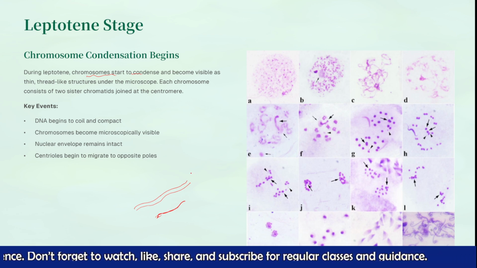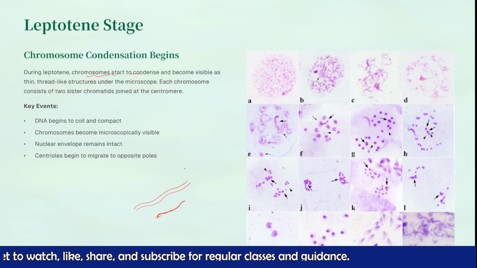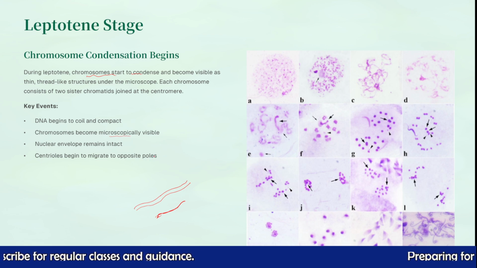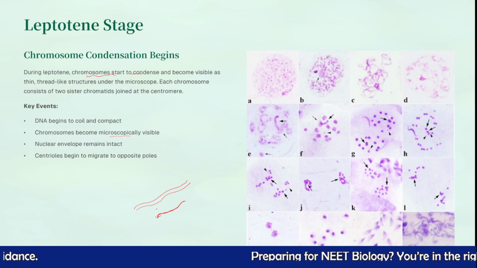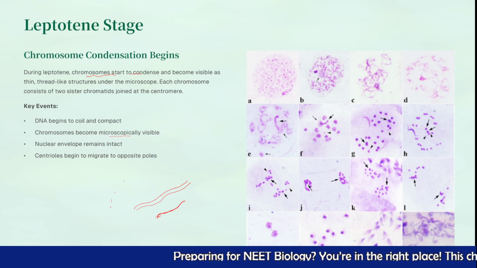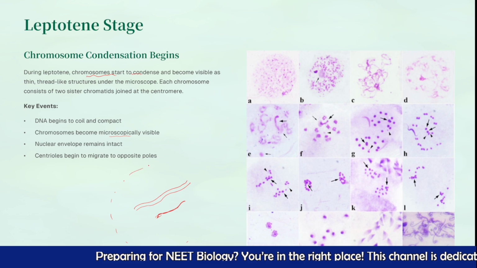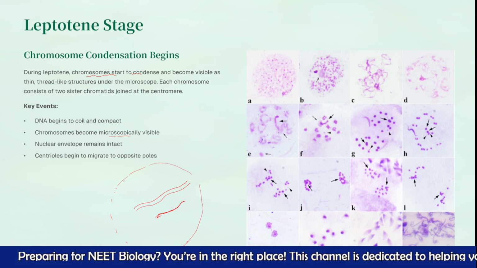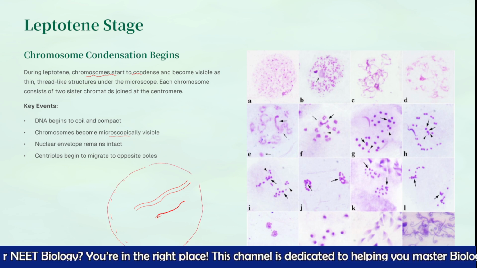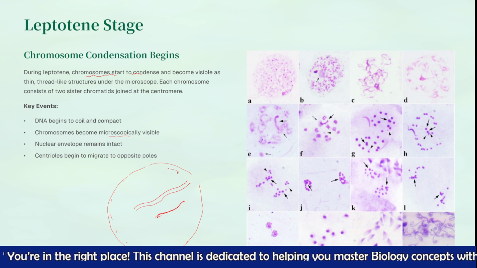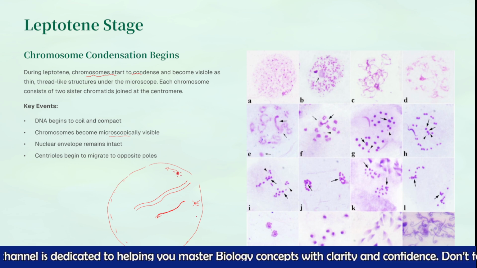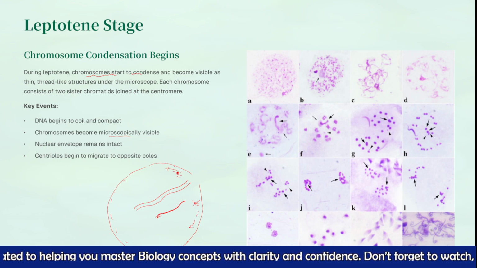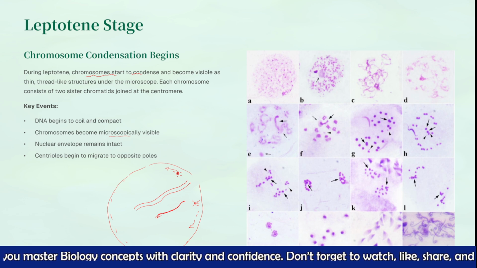DNA begins to coil, compact packaging of the DNA takes place, and chromosomes slowly become visible under the microscope. In the chromatin stage, it is not that visible, but the chromosomes then slowly become visible, surrounded by the nuclear envelope. The nuclear envelope remains as such, there is no disintegration of it, and the centrioles just started moving towards the poles. That's what the key events in the leptotene stage are.